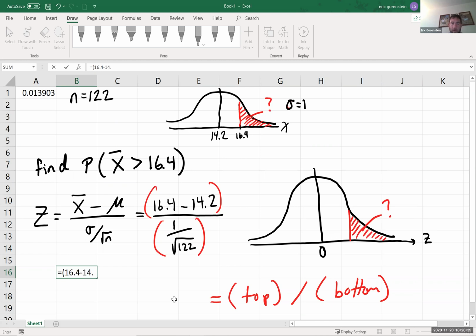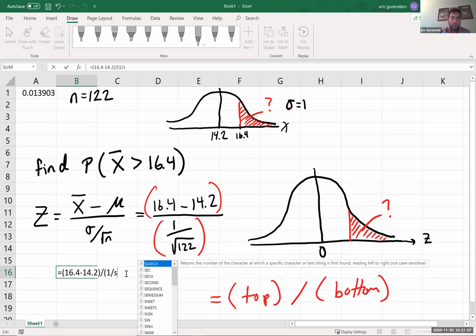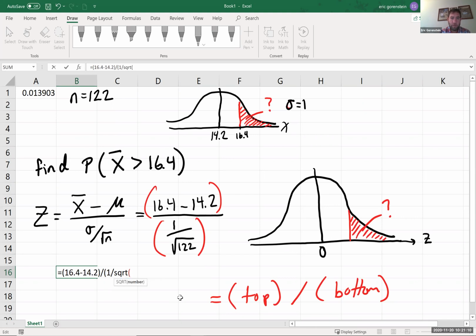So equal 16.4 minus 14.2. And I'm typing the numbers in manually, but on our Zoom call earlier this week, this is where I showed you how to make a template for this. So you could just plug these numbers in. But for right now, I'm just going to do it manually. Okay, so 16.4 minus 14.2. That's the numerator. Divide that by, in parentheses, 1 over SQRT for square root, 1 over the square root of 122.